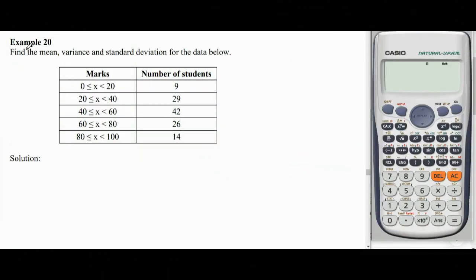So for this question, find mean, variance, standard deviation for the data below. Notice that our data given here will be a group data. So for group data, in order to find out the x, it will be the midpoint for the class interval. So find out the class interval. What is the midpoint for this?